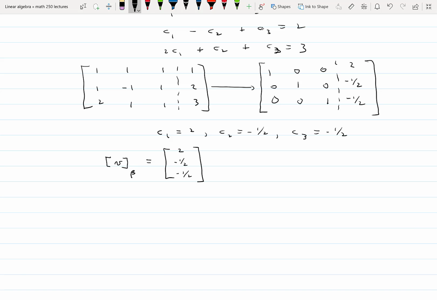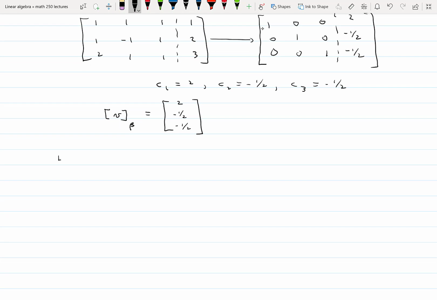That's not the vector V. That's the coordinates of the vector V relative to the basis beta. So if you wanted V, you'd have to multiply 2 times V1 plus negative 1/2 times V2 plus negative 1/2 times V3, and you'd get V back again. Okay, so part B is what's going to illustrate what we just did.